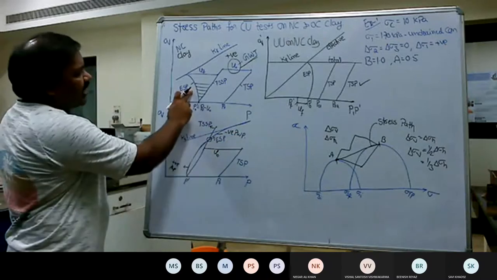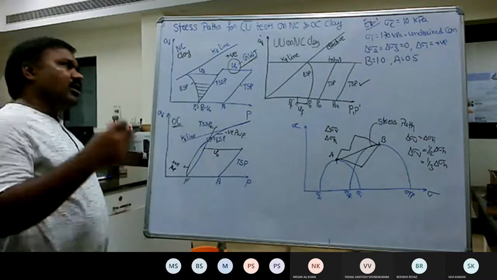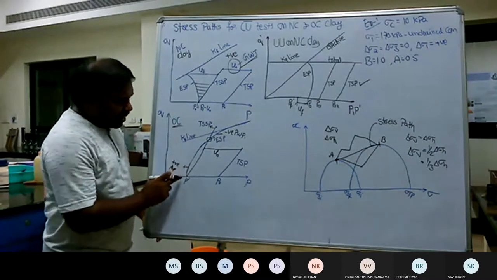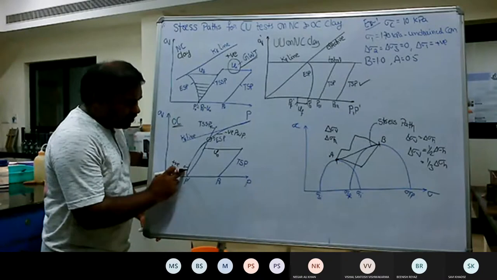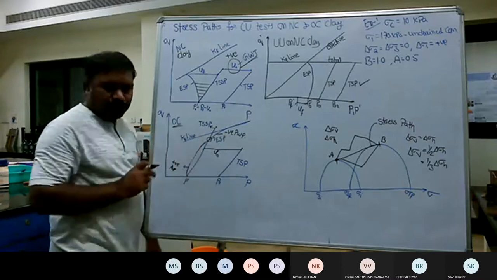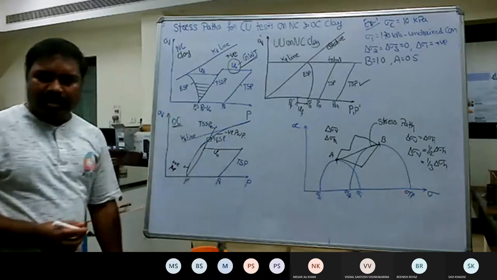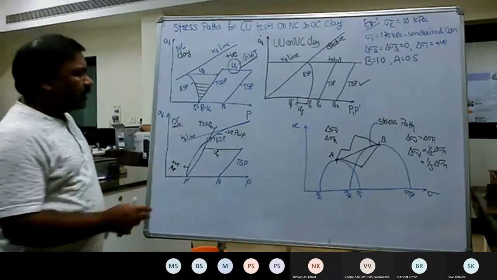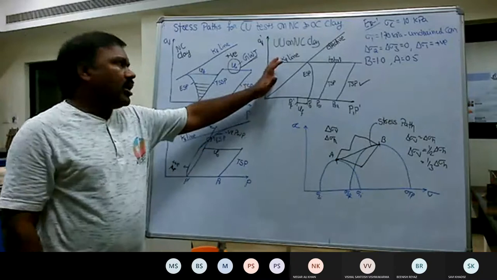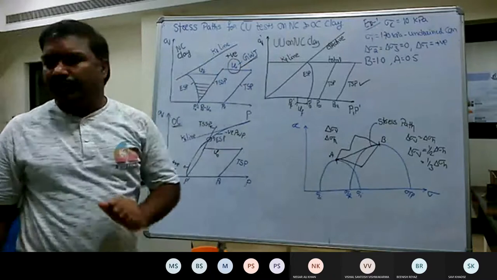So now you can see the ESP, in case of the NC clay, is always moving away from the total stress path because of the constant positive pore water pressure. But in case of the over consolidated clay, the ESP is initially on the left side of the TSP, total stress path. But as the pore water pressure turns negative, maybe within a very short period of time, the ESP moves to the right side of the total stress path. Okay, so this is how you can distinguish the stress paths for normally consolidated clay or over consolidated clay, under UU loading or under CU loading.